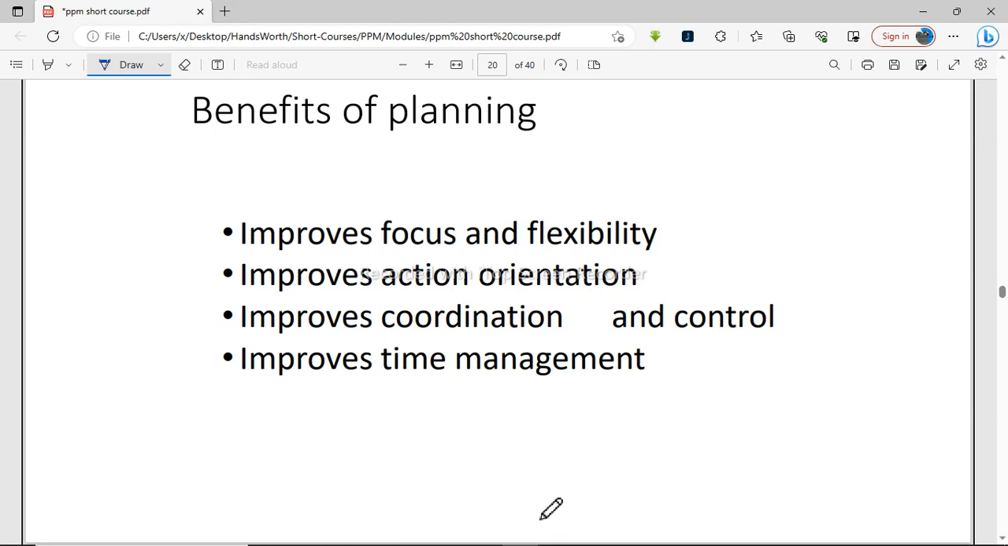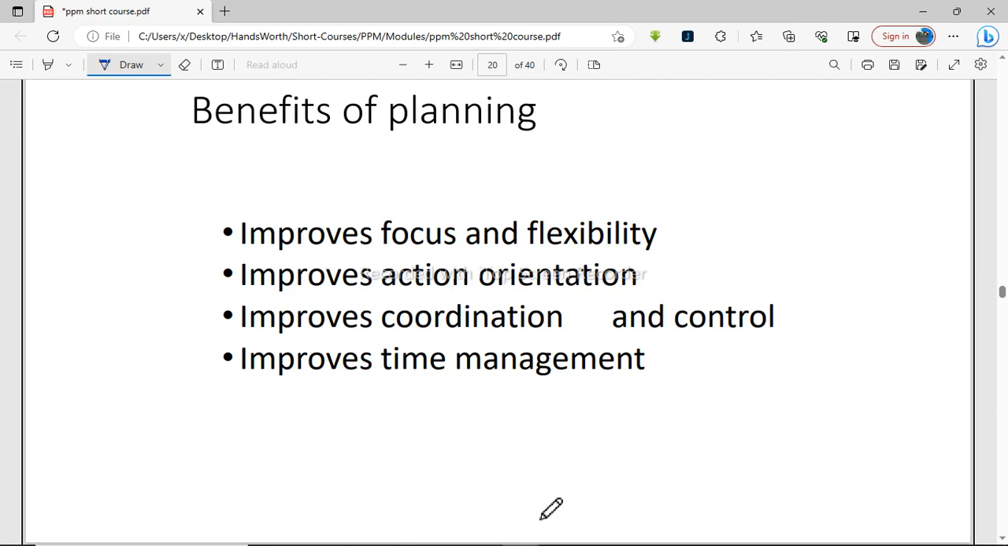How? If you remember, we talked about how a project manager should always have plan A and also plan B in case plan A fails to work out. So that is known as flexibility, being flexible. So that's one of the first benefits that planning plays in project management. The second one is it helps improve action orientation.